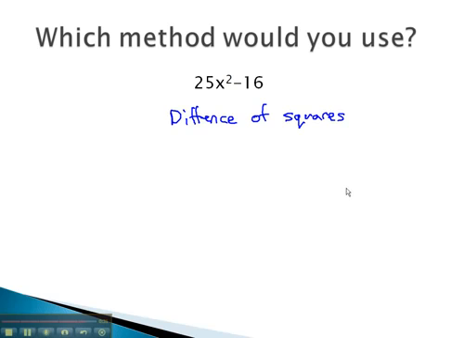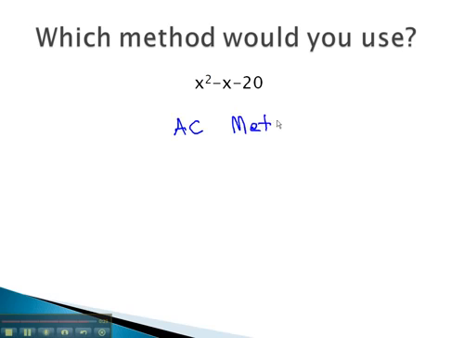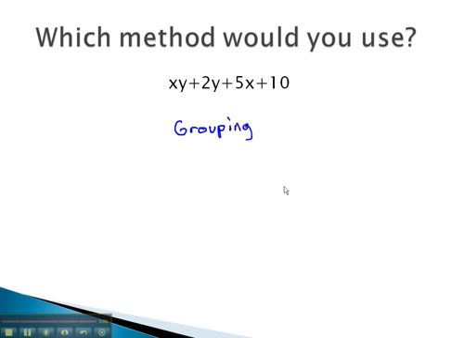Let's consider this problem. Here we have 1, 2, 3 terms. With 3 terms, we factor by using the AC method. Let's consider one more. In this one, you notice that there are 4 terms. 4 terms we factor by grouping. The number of terms tells us how to factor.